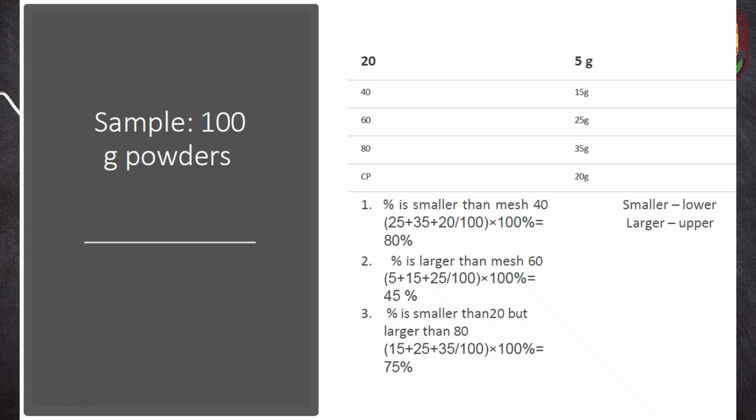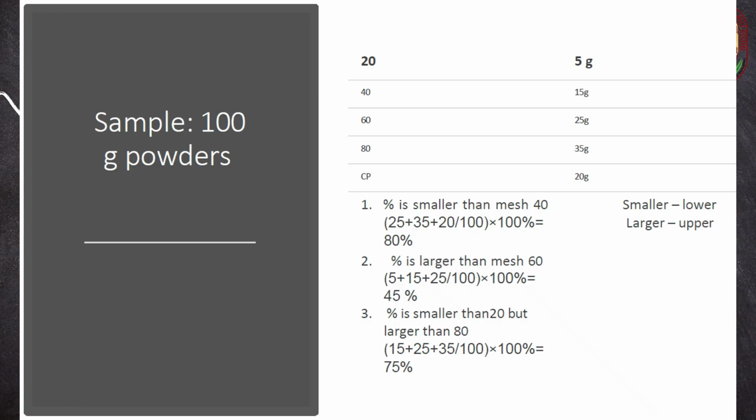From here, we can compute the percentage of powder smaller or larger than a specific mesh size. For example, the percent smaller than mesh 40 means all particles that pass through mesh 40, 60, 80, and the pan. So we add them. 25 plus 35 plus 20 divided by 100 times 100%. That's 80%. Next, percent larger than mesh 60 means those that stayed on the upper sieves, 5, 15, and 25.